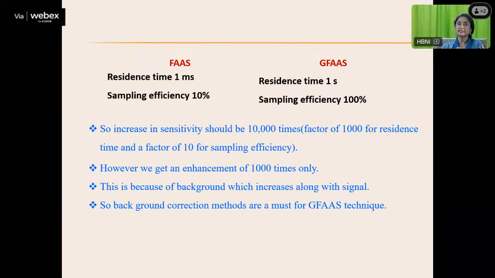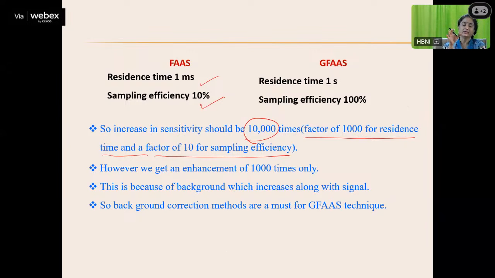Now sampling efficiency. Because of the use of a nebulizer in flame AS, only 10% sampling efficiency is there. 90% of the sample goes to the drainage or is wasted. However, in case of GFAS, only a small droplet is put inside the GFAS tube, so it is 100% sampling efficiency. So the total increase in sensitivity should be 10,000 times: a factor of 1000 for residence time and a factor of 10 for sampling efficiency.